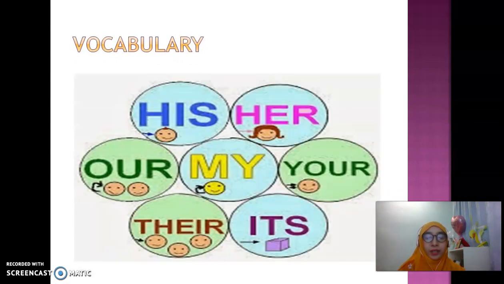Then we have another set of vocabulary, which is personal adjective. We have his, her, my, our, your, their, its. Again, his, her, my, our, your, their, its. Those are the two sets of vocabulary that we will be seeing a lot throughout our lesson today.